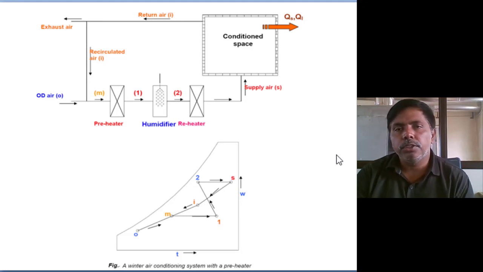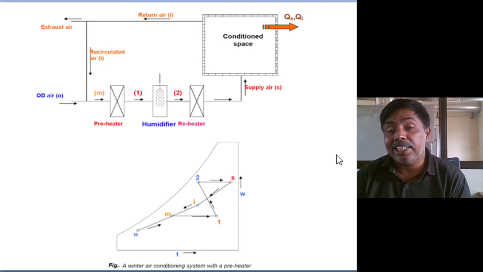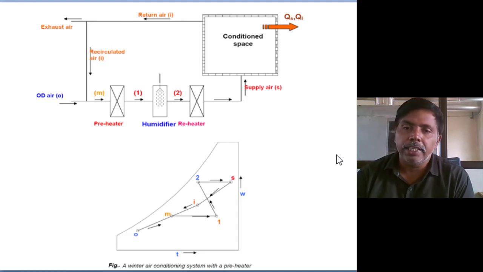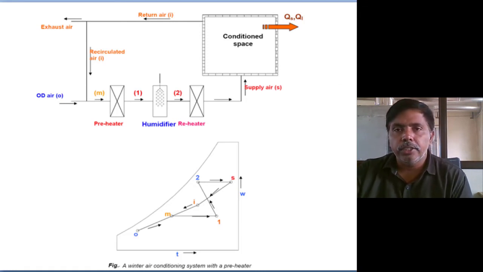Tomorrow we will solve some problems. Then we will get a clear idea about the air conditioning system, how the enthalpy changes, how much moisture we removed, everything we can calculate. Thank you very much.